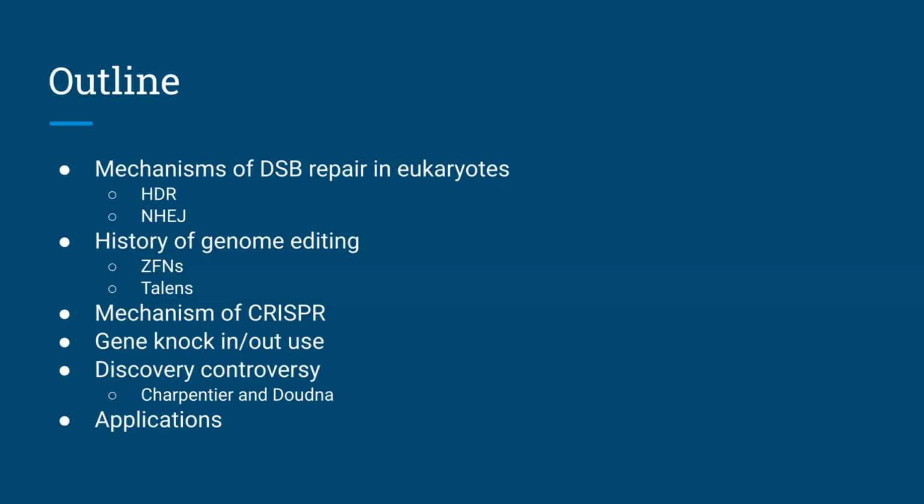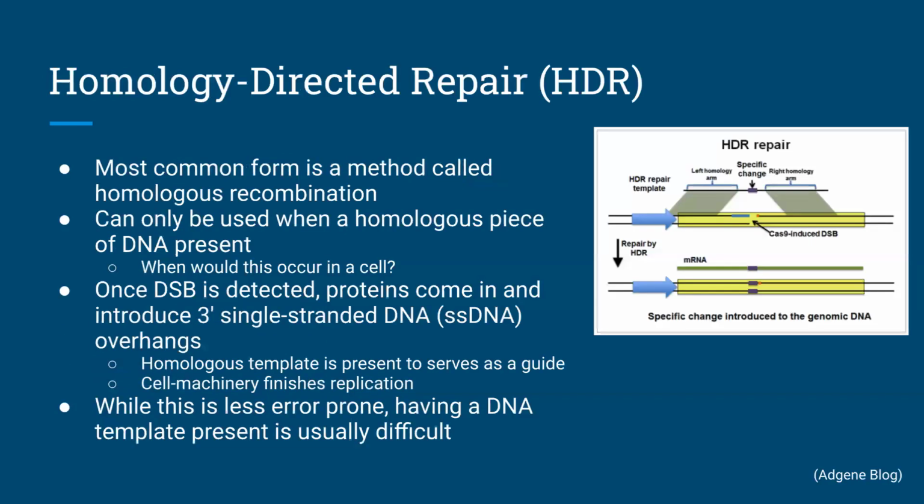All right, sweet. So we'll first start with homology directed repair. You probably saw this in 285, right? The most common form of homology directed repair, because it is kind of an umbrella term, is homologous recombination. Generally, homology directed, as in the name, can only be used when a homologous piece of DNA is present, because it needs that template to build off of and reinsert the DNA. It needs that template to do the complementary base pairing and fix whatever double strand break exists.